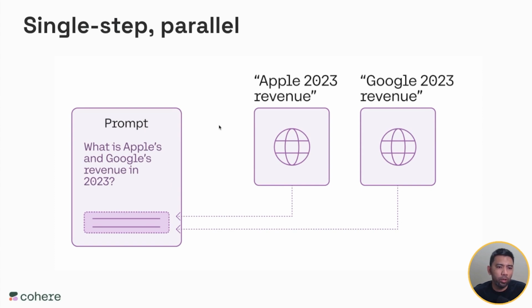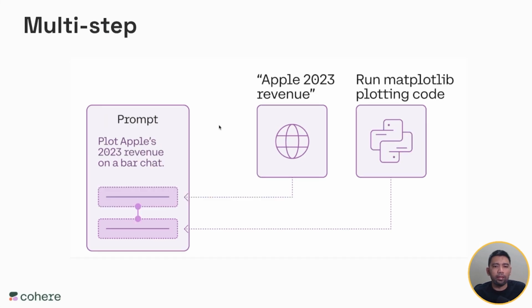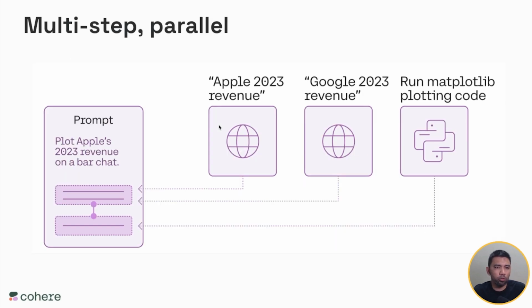Now if the question is what is Apple's and Google's revenue in 2023, the LLM needs two separate pieces of information, the revenue of Apple and Google separately, to be able to respond. For this, it needs to run queries in parallel. Then we get to the scenario of sequential reasoning, where the tool calls run in multiple steps. For example, if you have a question like plot Apple's 2023 revenue on a bar chart, you first need to get the Apple 2023 revenue information, and then you can use that information to run a Python function to plot it on a chart. And in the same way as in single step, the Cohere API also supports running multi-step in parallel.